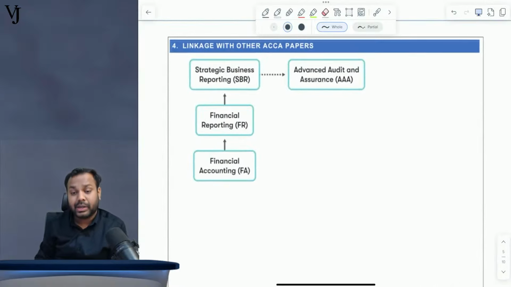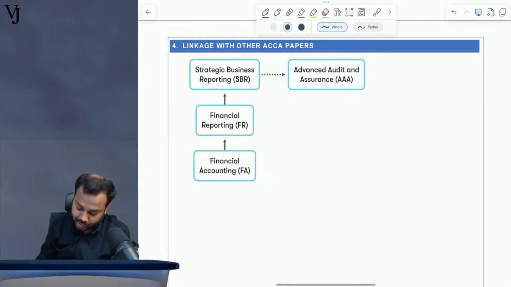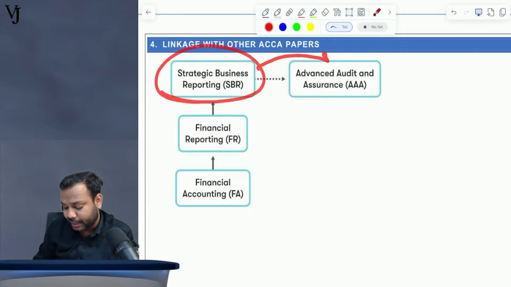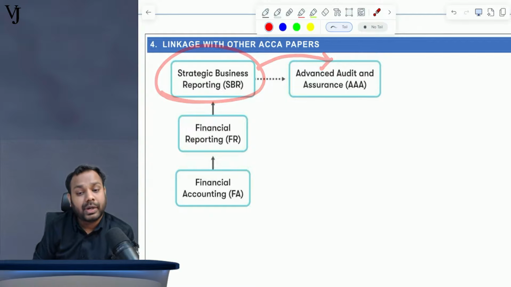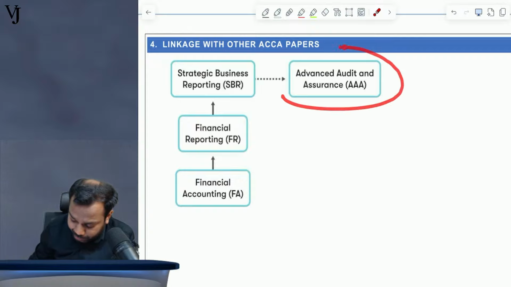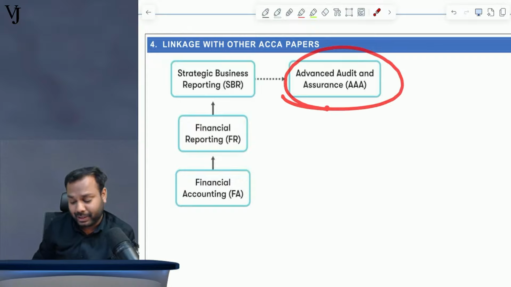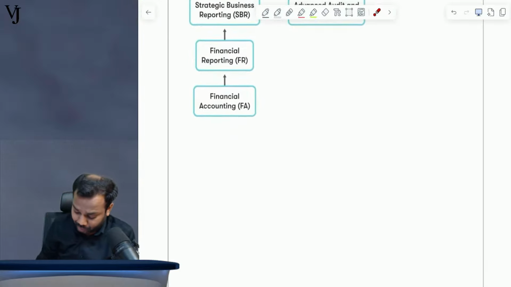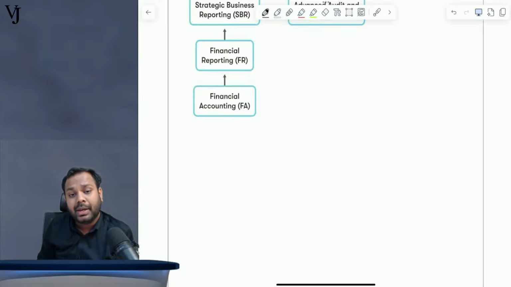Linkage with other ACCA papers. Understand, SBR is directly linked to triple A. If you are someone who has plans to opt for the triple A paper, please understand why I am discussing this linkage.